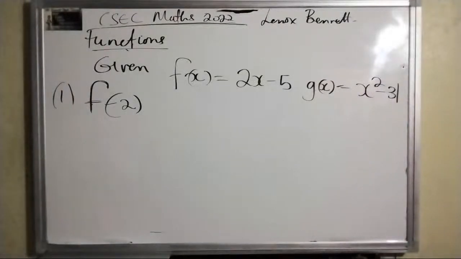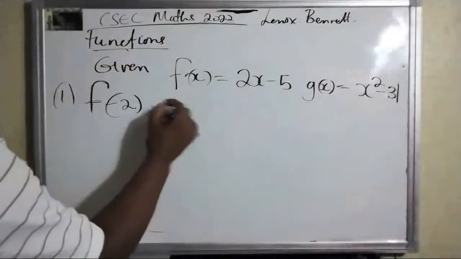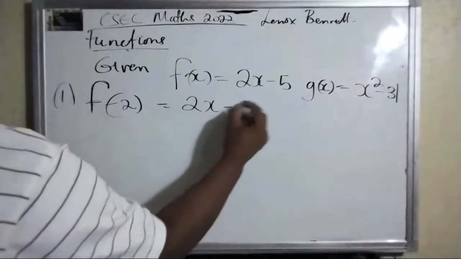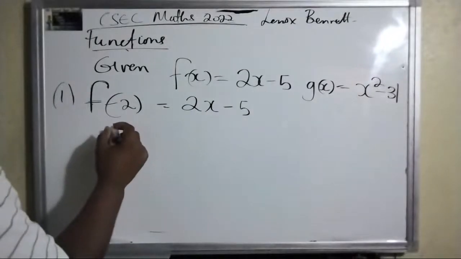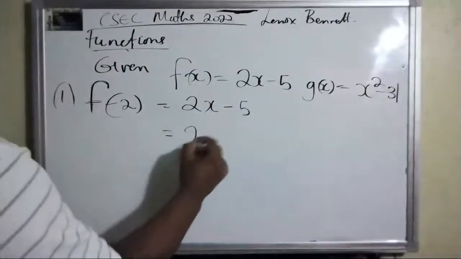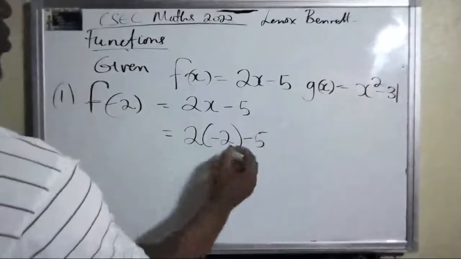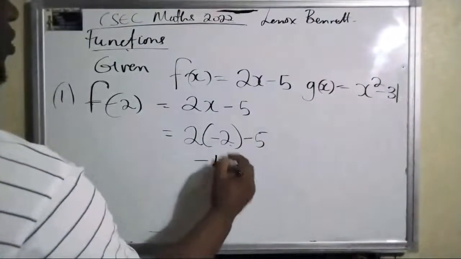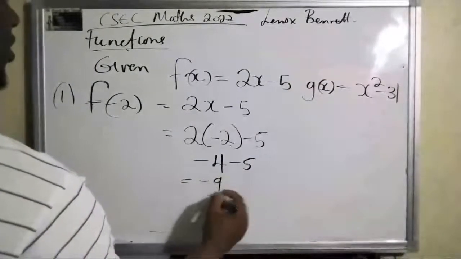All right, so let's go. It says we are supposed to find f of negative 2. So what we do, we focus on f for now. f says 2x minus 5, and we are supposed to replace x with negative 2, right? So it's 2 times negative 2 minus 5. 2 twos, negative 4, minus 5, so that gives us negative 9.